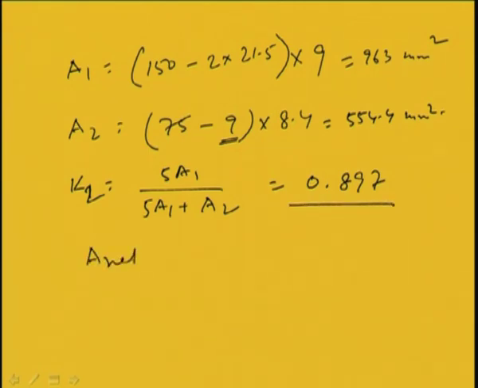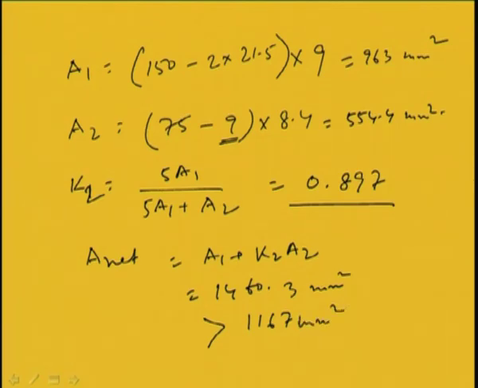So the net area will become A1 plus K2 into A2. This is coming to 1460.3 millimeter square, which is greater than the required area, 1166.7 millimeter square. So this is okay. The net area is 1460.3 millimeter square, which is greater than 1166.7 millimeter square.